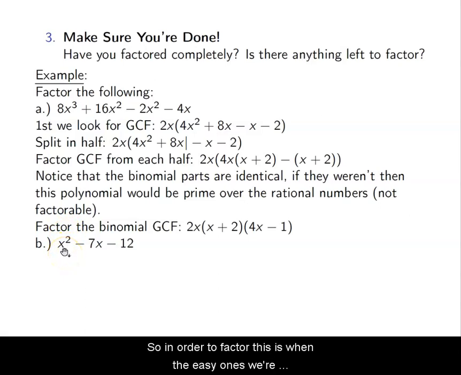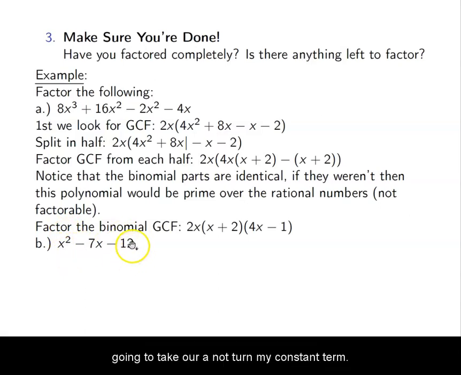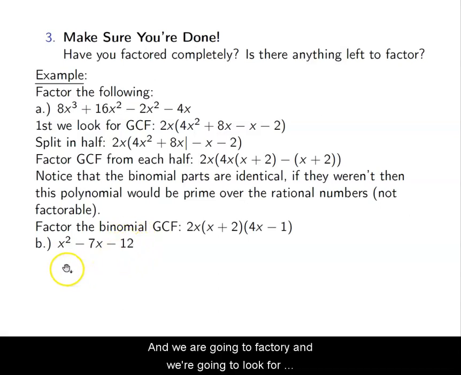So in order to factor this, this is one of the easy ones. We're going to take our a naught term, our constant term, and we are going to factor it. And we're going to look for the factors of 12, the pairs of factors that we can use to add or subtract to give me a -7.